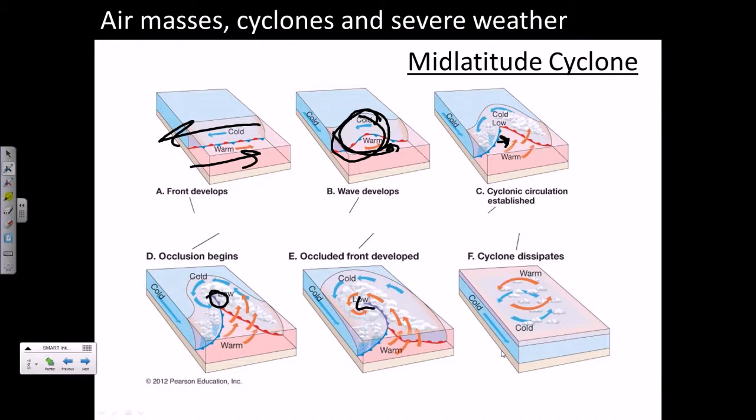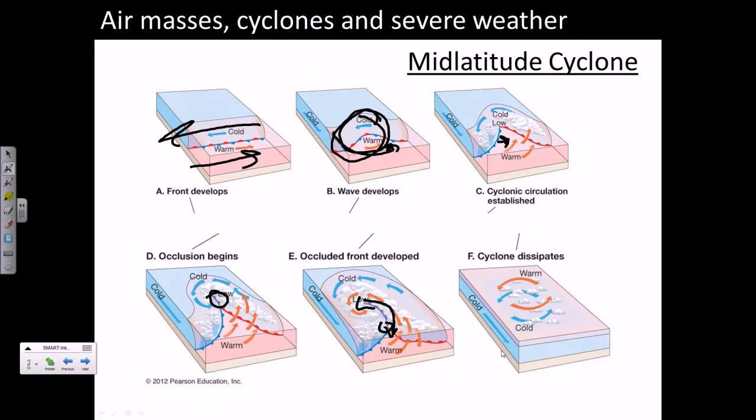This area here within the occluded front, or at the tip of the occluded front, is your low pressure zone. Actually, even down here would be a low pressure zone as well, and that's drawing air masses into the system. But as this occluded front gets longer, the system is going to begin to evolve into its mature stage, and it's going to eventually dissipate.